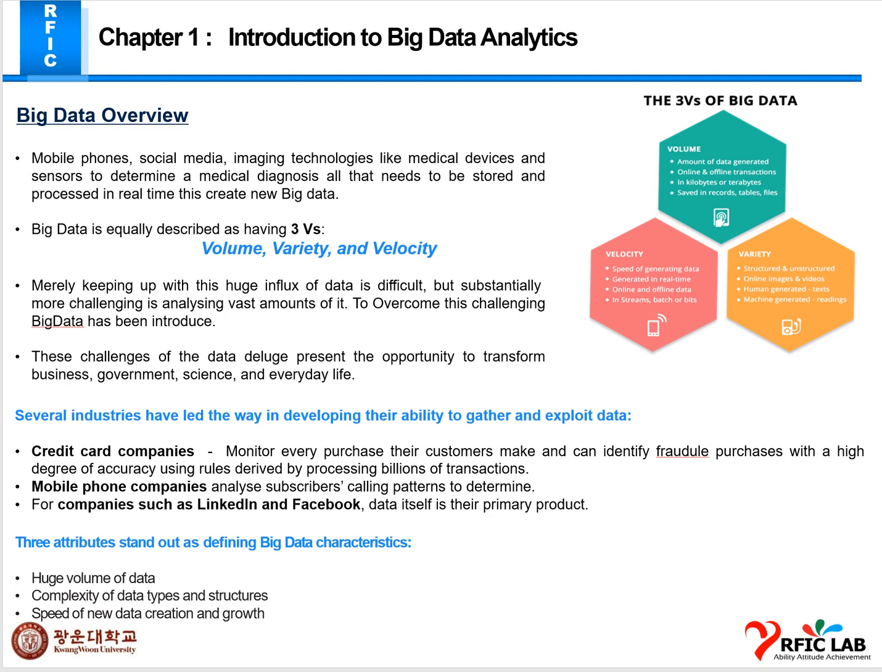Now, what is volume? Volume is the amount of data generated, online and offline transactions, terabytes, and records saved in tables and files. That is the volume of data. And what is velocity? Velocity is the speed of generating data in real time, online and offline, in streams, batches, or bits. And variety means data is in structured or unstructured form, like images and videos, and machine generated.